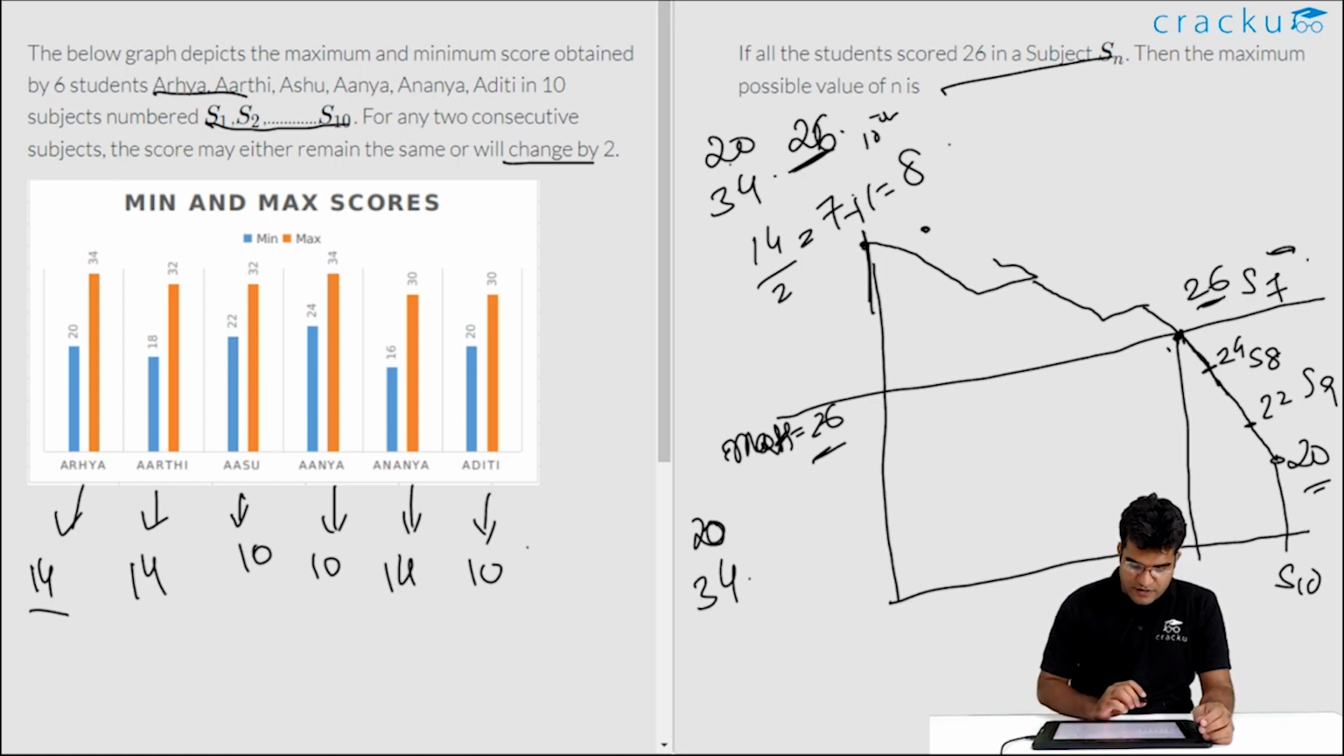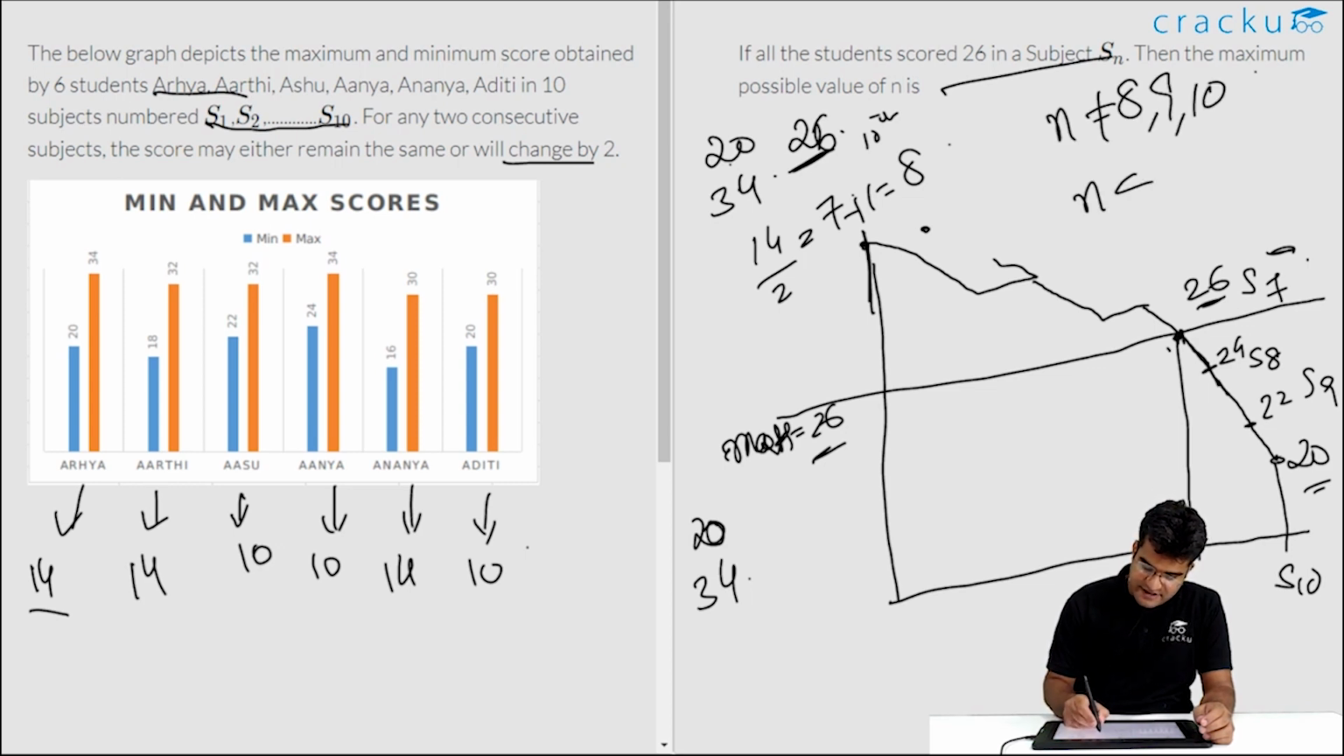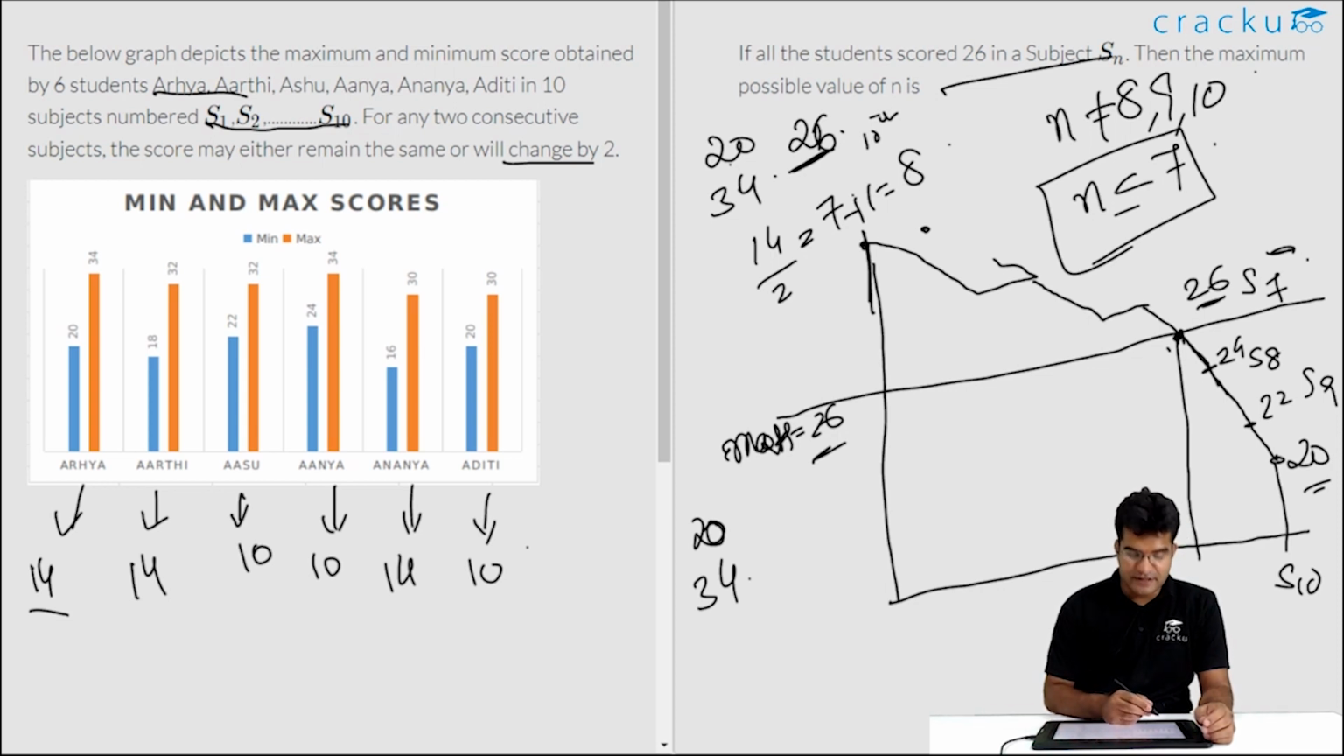So we can conclude that for Arya, n can't be equal to 8 or 9 or 10. N is definitely less than or equal to 7. This is what we can conclude. So now we will try to see if by putting n is equal to 7, we can make all these students get 26 in the 7th subject, having the minimum and maximum that is given.